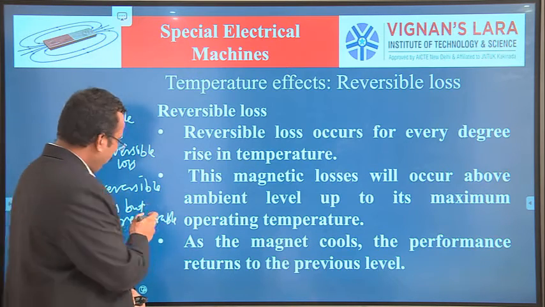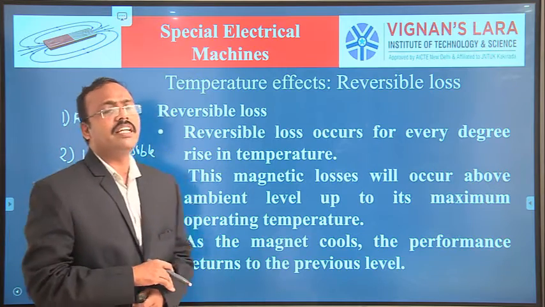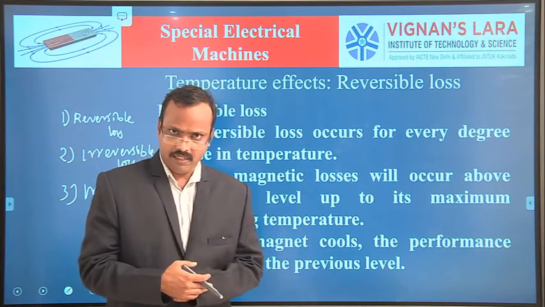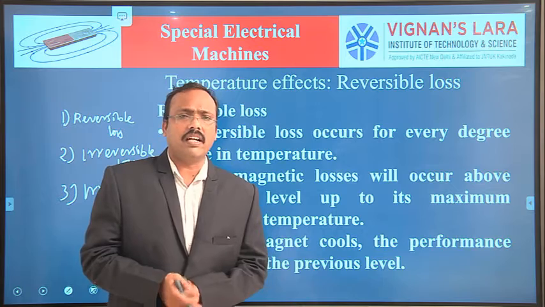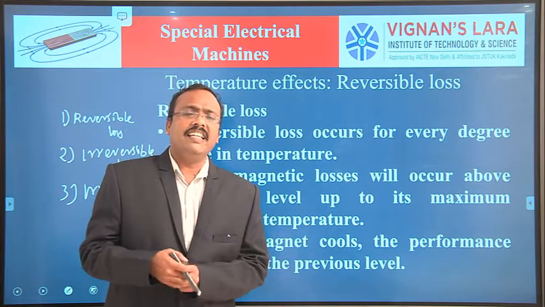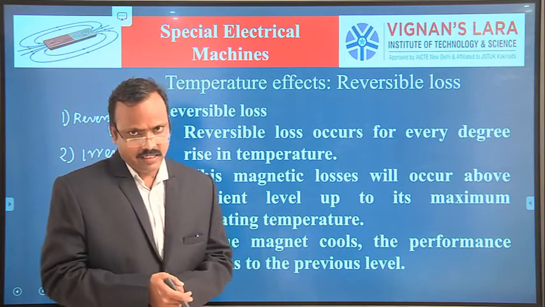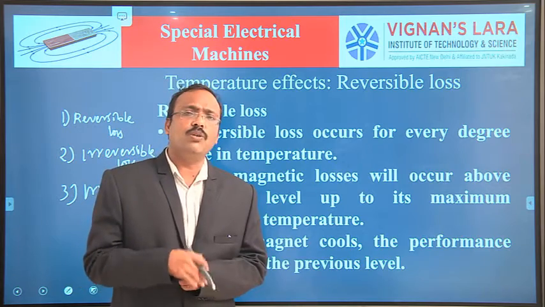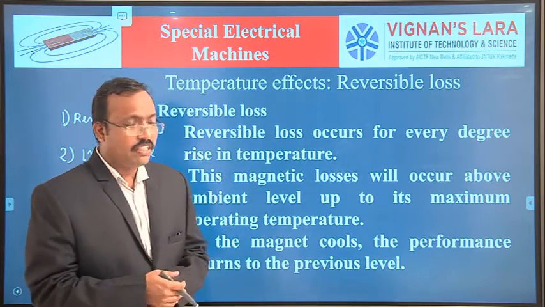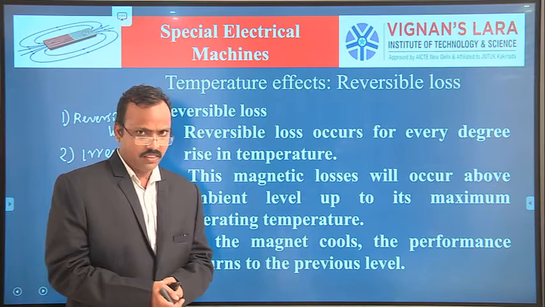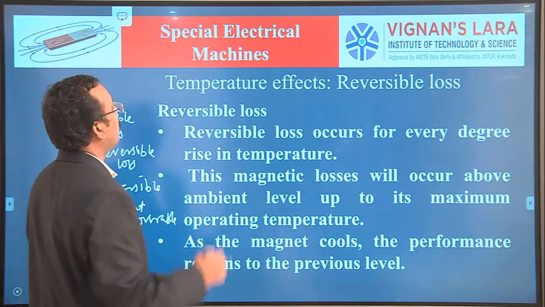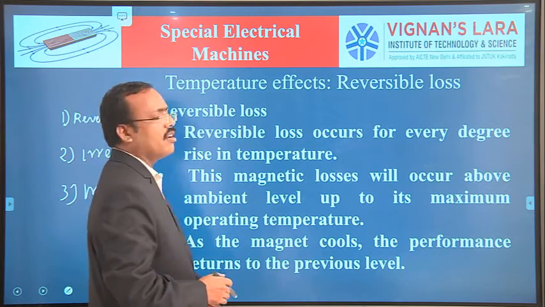This type of loss is called partial demagnetization of magnetic material. Once these losses occur, it is possible to remagnetize after some time, with the help of some process. So the first one is reversible losses.